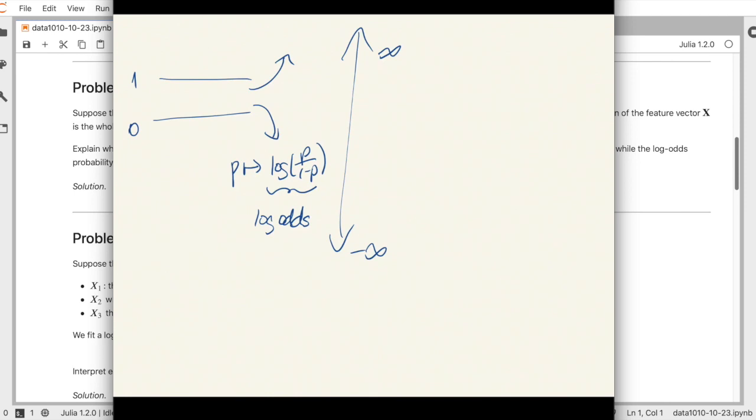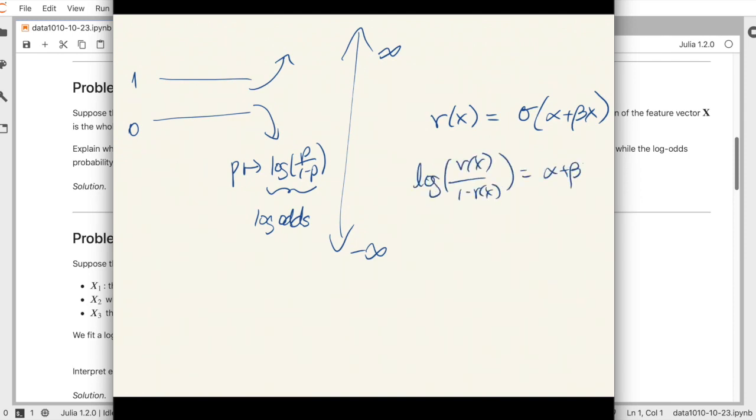And the connection with the way we wrote it down earlier is that this function, which maps p to log of p over 1 minus p, is the inverse of the sigmoid function. So we can either say that r of x, the estimated probability, is equal to sigmoid of alpha plus beta x, or we can apply the inverse of the sigmoid to both sides, and we can say that the log odds is equal to a linear function of the feature value.